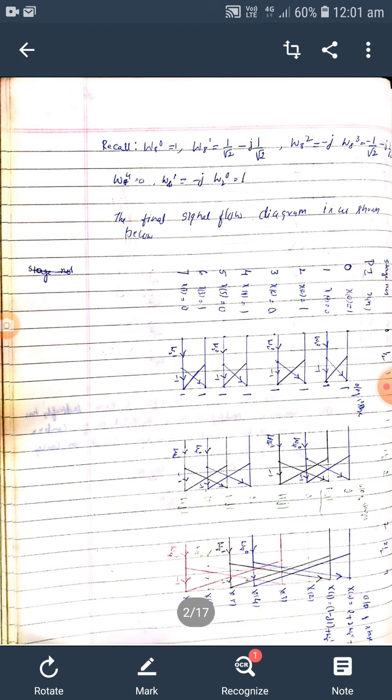The speciality of this DIT algorithm is that the inputs are split, but the outputs are continuous. That means the first line output will be capital X of 0, the first DFT sample. The second line will be X of 1, the third line will be X of 2, and similarly it follows. The last line will be X of 7. In this DIT algorithm, inputs are split, but the outputs are continuous.